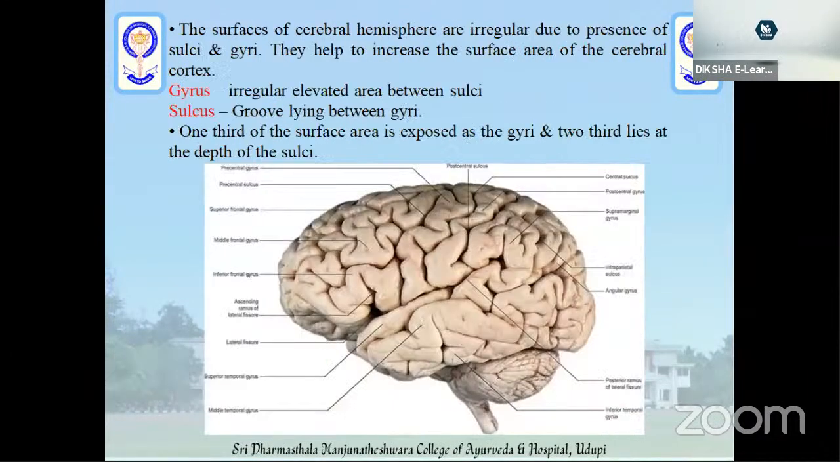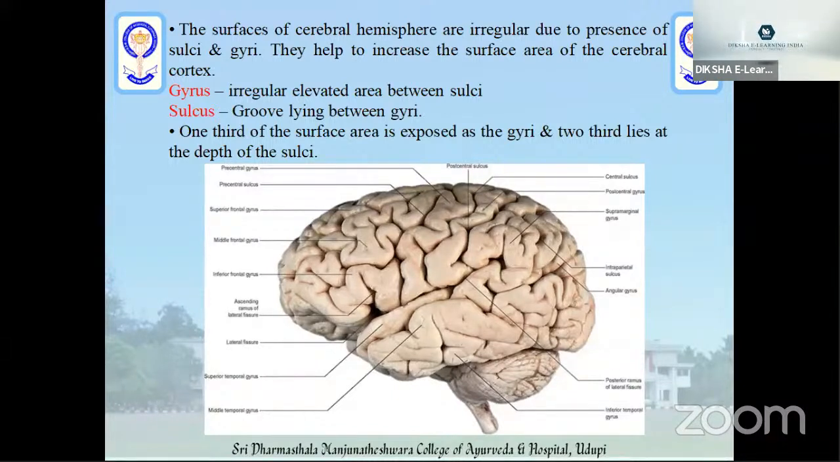Now, the surfaces of the cerebral hemispheres are irregular due to the presence of sulci and gyri. Actually, it is not smooth. We can observe many sulci and gyri located over the cerebral hemispheres. Why is it necessary? Because they help to increase the surface area of the cerebral cortex. Actually, the surface area is increased by the sulci and gyri.